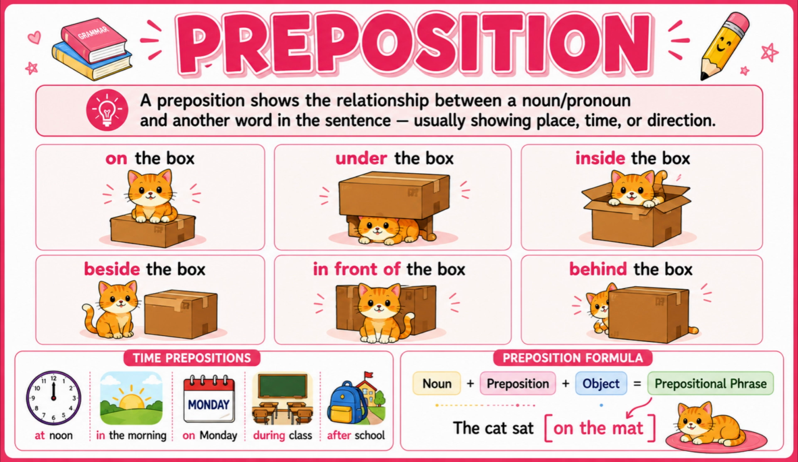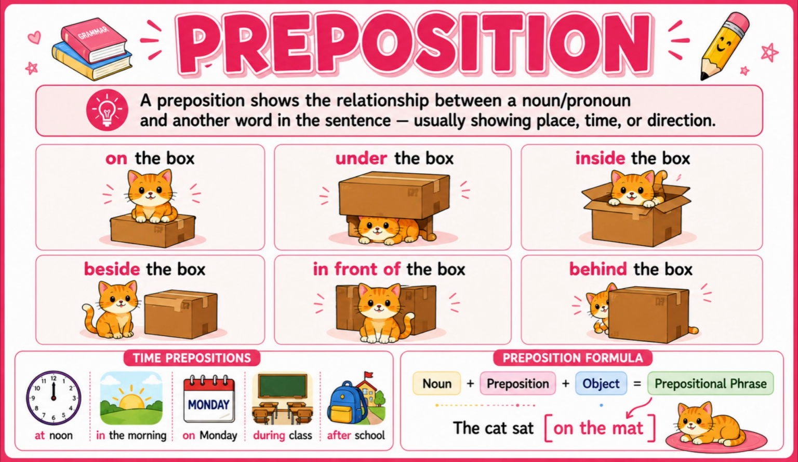Common prepositions of place: in, on, at, under, above, below, beside, between, through, around. Common prepositions of time: at noon, in the morning, on Monday, during class, after school, before dinner. A preposition never stands alone. It always comes with a noun or pronoun after it. Together, they form what is called a prepositional phrase. For example, the book is on the table. On the table is the prepositional phrase. On is the preposition. Table is the object.